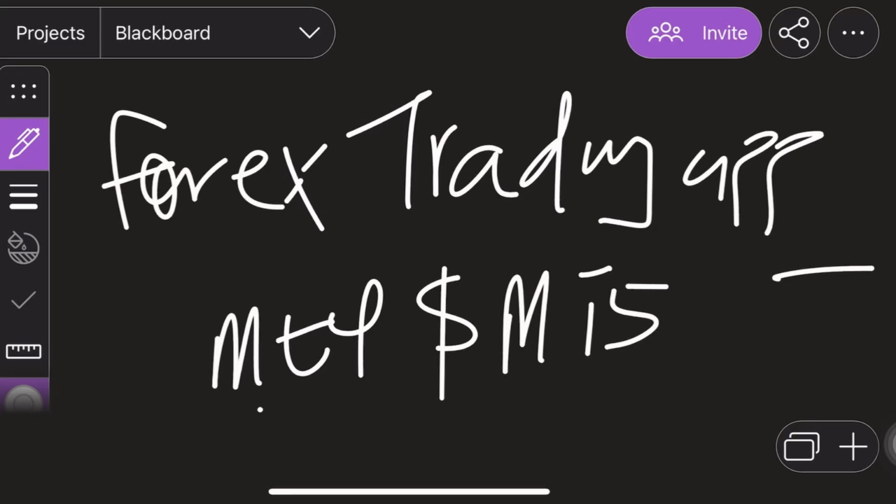Talking about two vital Forex trading applications that we must learn how to operate for us to trade Forex. And these specific applications are the MetaTrader 4 and the MetaTrader 5. They are the most popular Forex trading apps, and if you want to trade Forex, you need to know how to manage these applications.